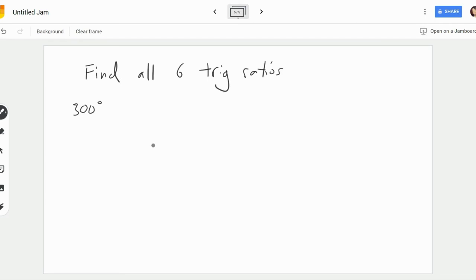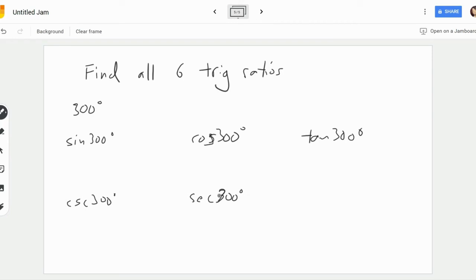So that means that we need to know what sine of 300 is, cosine of 300, tangent of 300, cosecant of 300, secant of 300, and cotangent of 300.